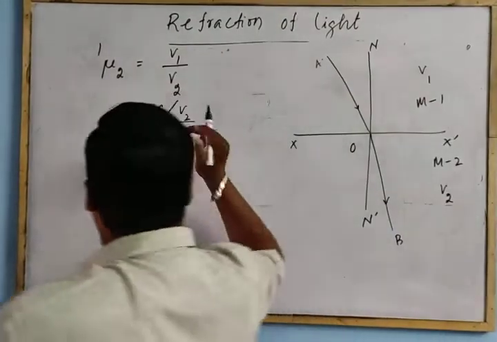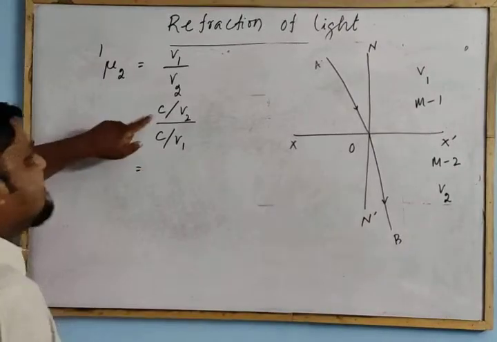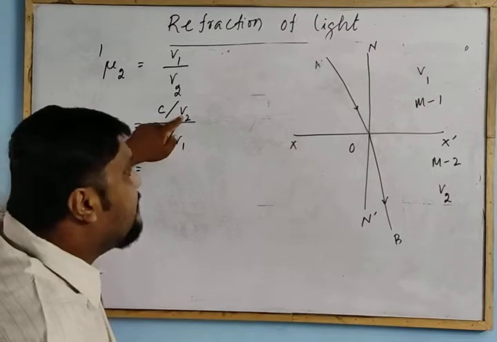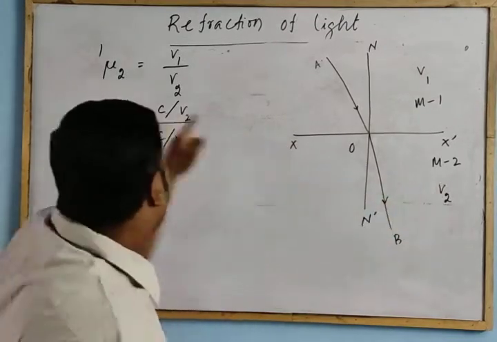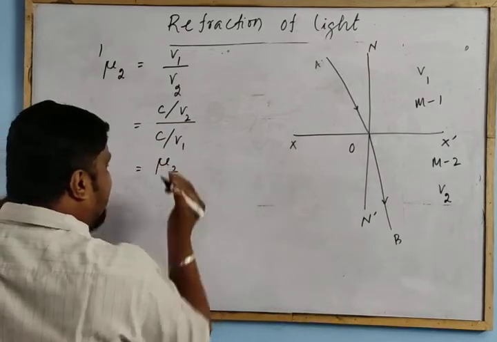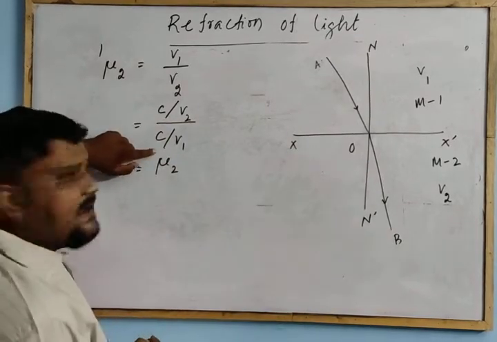So what is the C by V2? C by V2 is called the absolute refractive index, speed of light in the air to medium 2. V2 is the speed in medium 2. When it is the air medium, that is called absolute refractive index of second. You don't need to write relative because this is air medium.